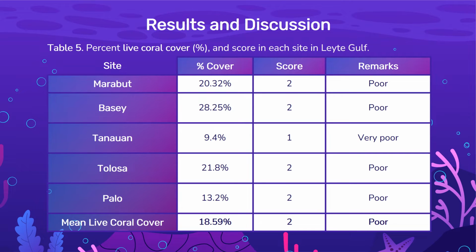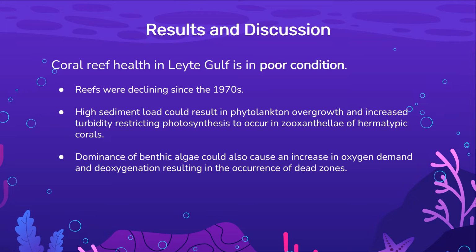Results show that all sites except Tanawan obtained a score of 2 in the 5-point category scale based on live coral cover. Tanawan scored 1 on the 5-point scale with a percentage of 9.4, indicating a very poor condition. The overall score of live coral cover in Leyte Gulf was 2, with a mean live coral cover percentage of 18.59. This suggests that the coral reef health in Leyte Gulf is in poor condition.